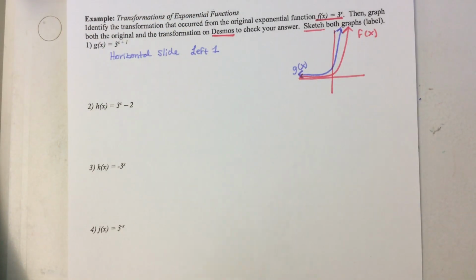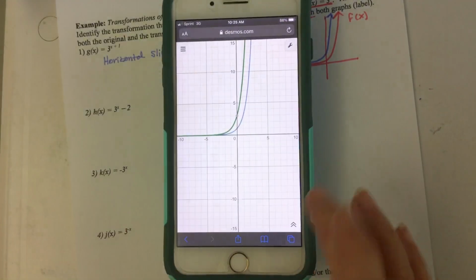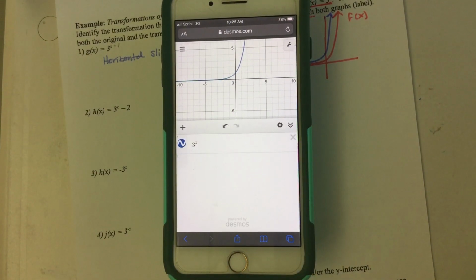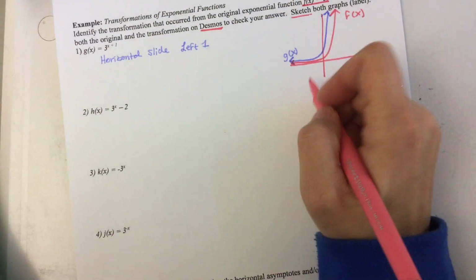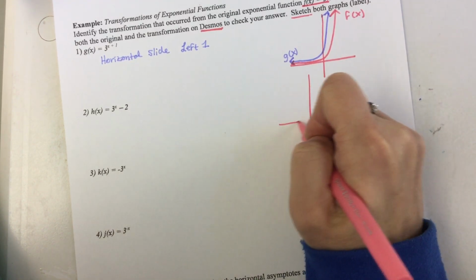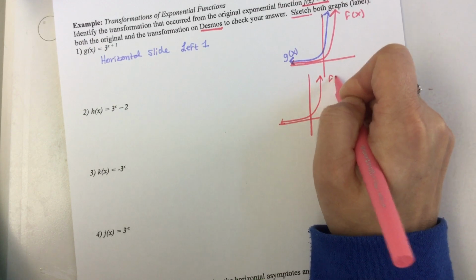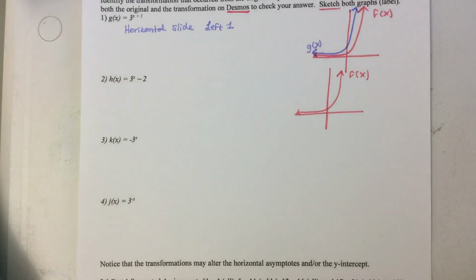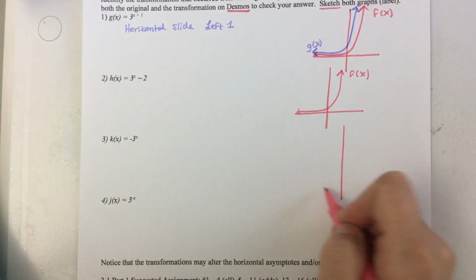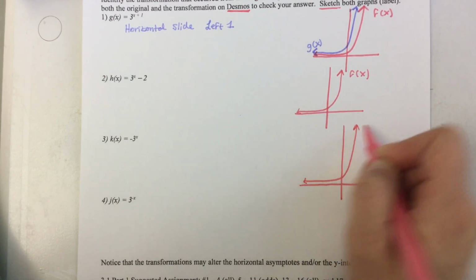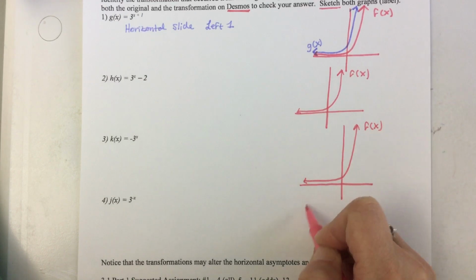Okay, let's look at the next one. This is the cool part too. I can just go ahead and get rid of the second function because they always want you to graph the original. So I can do the same thing. Here is my f of x. This is the shape of it. It's already on Desmos.com. And in fact, we could even go right now and do that for all of them because each time we're starting with 3 to the power of x.